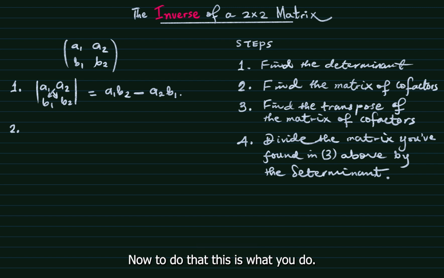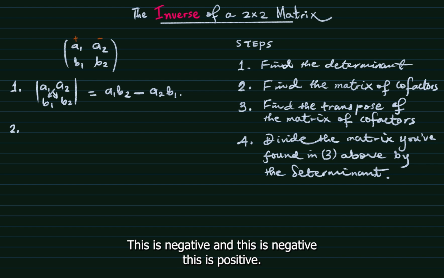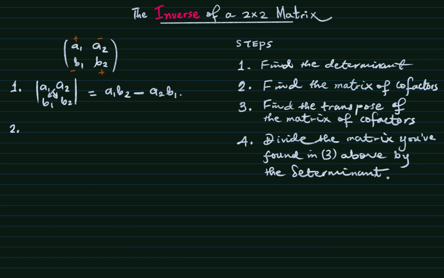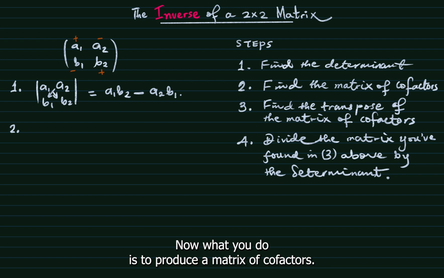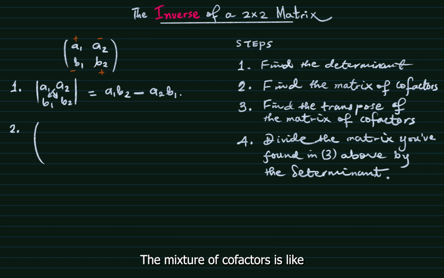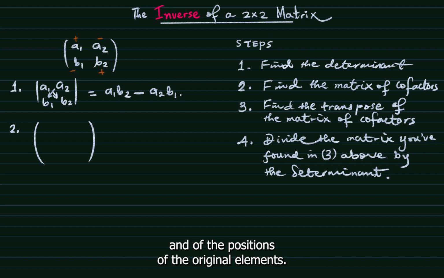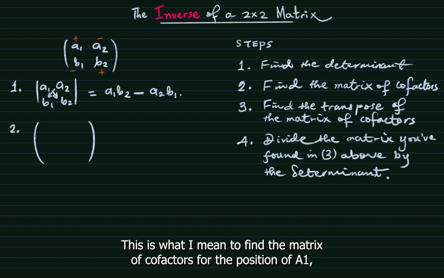Now, to do that, this is what you do. Consider that each of these elements in this matrix have got their positional signs. So A1 has positive, this is negative, and this is negative, this is positive. I'll show you how to use that in a moment. Now, what you do is to produce a matrix of cofactors. The matrix of cofactors is like a matrix that contains many matrices of the positions of the original elements. This is what I mean.